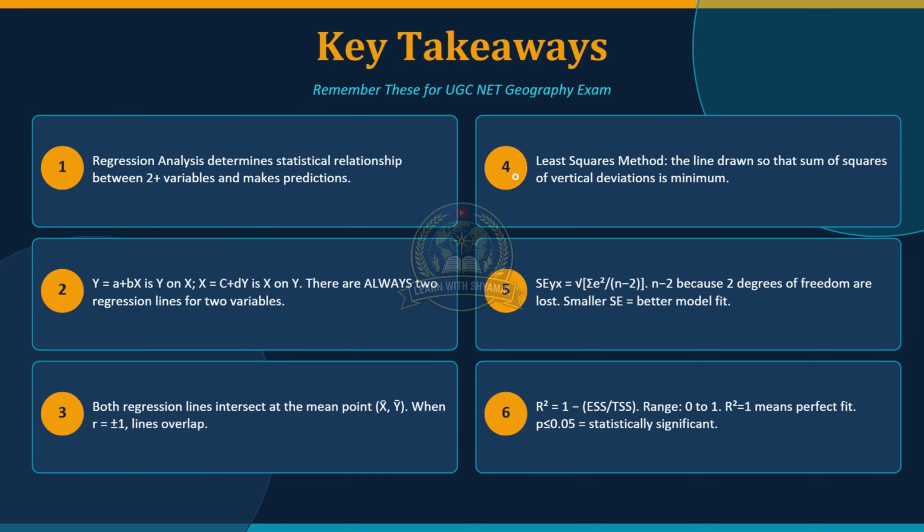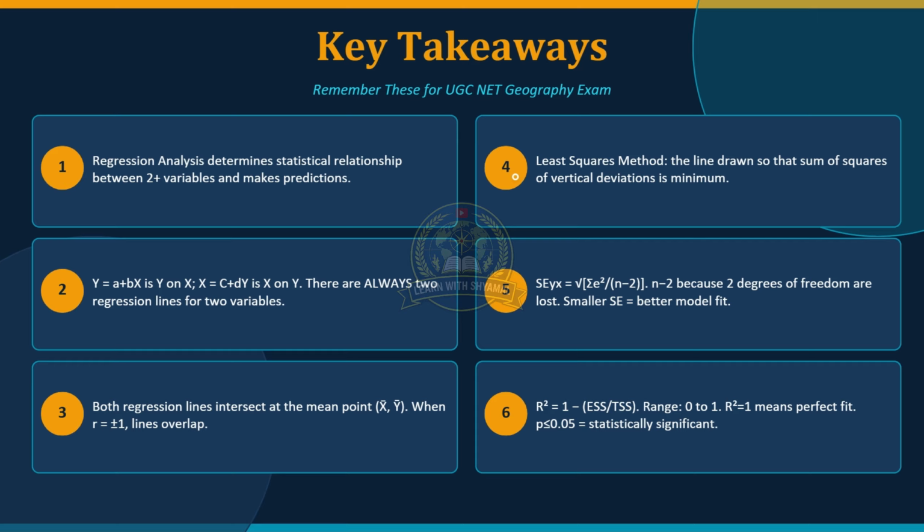Regression analysis determines the statistical relationship between two variables and makes predictions. Y is equal to a plus bx is y on x, x is equal to c plus dy is x on y. There are always two regression lines for two variables. Both regression lines intersect at the mean point x-bar, y-bar. Where r is equal to plus or minus 1, the lines overlap. Least squares method: the line is drawn so that the sum of squares of vertical deviations is minimum. SEYX uses n minus 2 because 2 degrees of freedom are lost; smaller SE means better model fit.